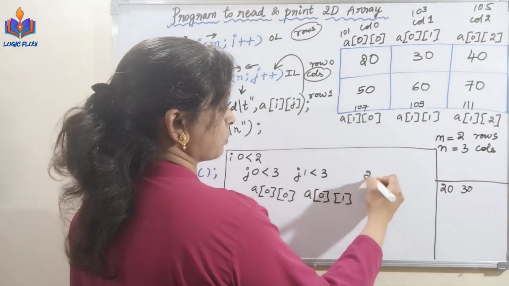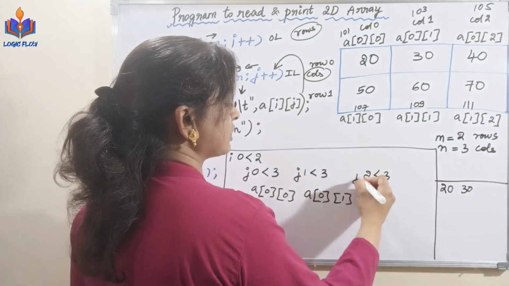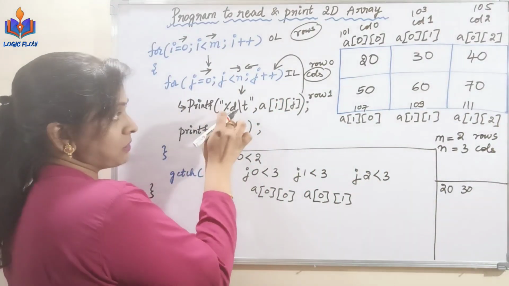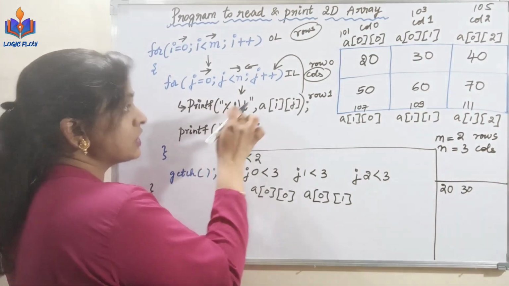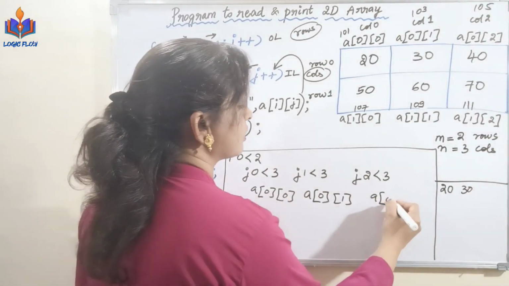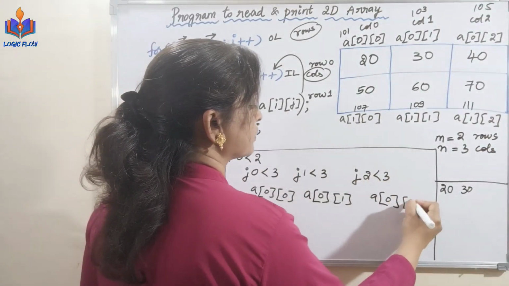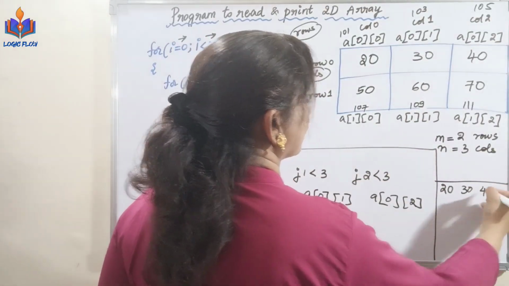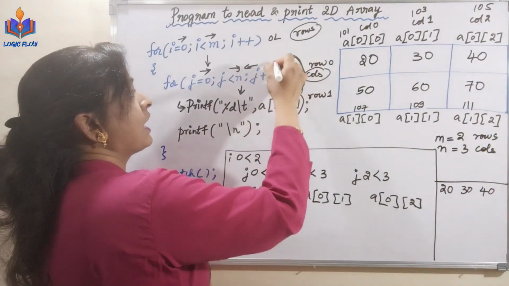How much? J becomes 2. 2 less than 3. This is the J value. Again, condition true, execute this immediate statement, print the integer stored in A of ij. What is I? I is 0, J is 2. So that is 0, 2. A of 0, 2, I have 40. Okay. Then again, take inner loop progress.